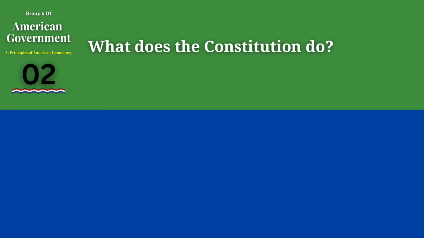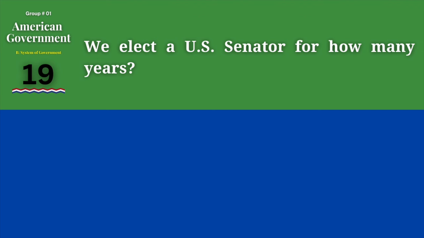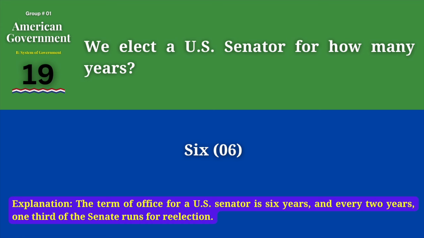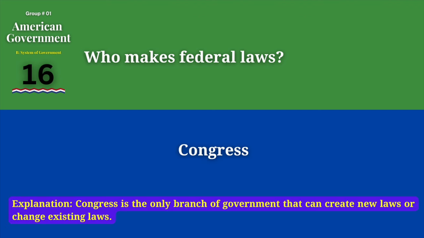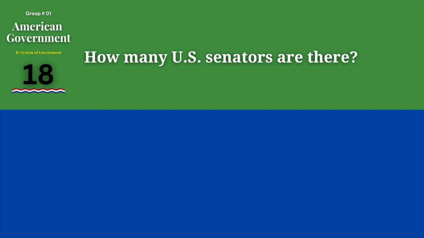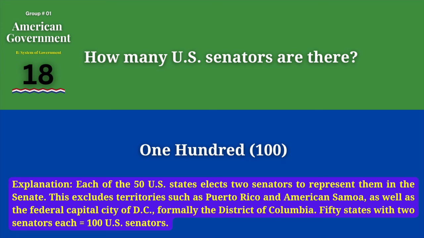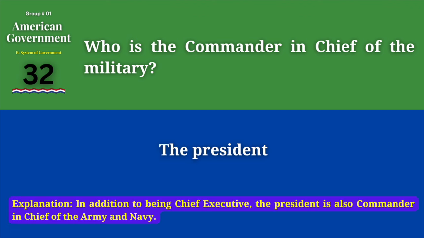What does the Constitution do? Sets up the government. We elect a U.S. senator for how many years? 6. Who makes federal laws? Congress. How many U.S. senators are there? 100. Who is the commander-in-chief of the military? The president.